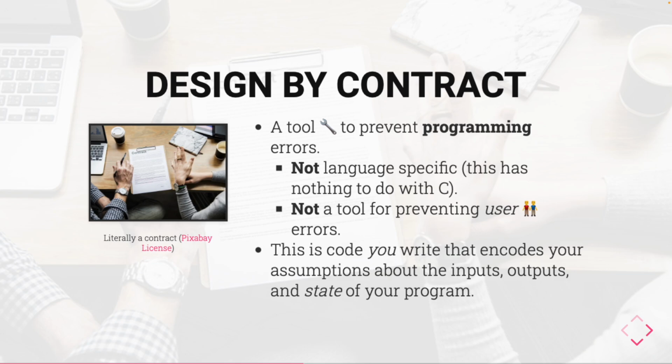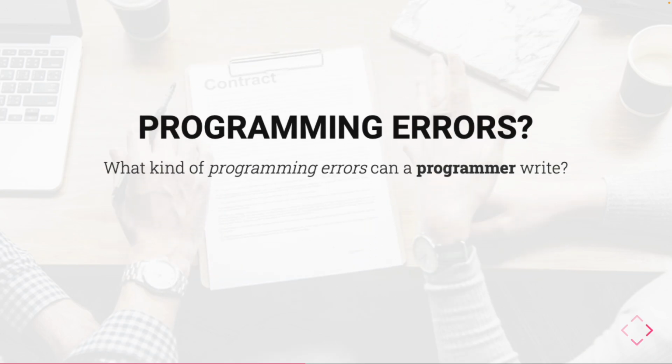And we're just going to spend a while basically unpacking these slides, or unpacking these bullet points. What's a programming error? What do we mean by assumption in this case? How are assumptions different for inputs, outputs, and states? What's a state? Blah, blah, blah. Let's get into it.